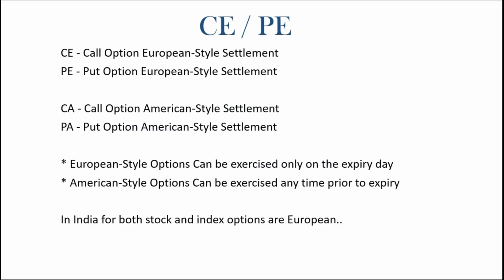CE, PE. CE is call option, European style settlement. E stands for European style settlement. We also have CA and PA. CA means call option, American style. That is, A stands for American style settlement. European style options are exercised only on the expiry date, but American style options can be exercised anytime prior to the expiry. In India, both stock and index options are European. We are using only CE and PE.